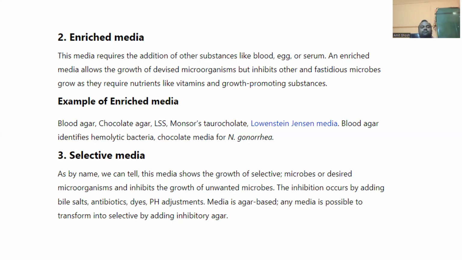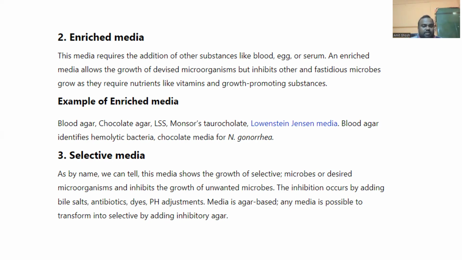So we need to find the difference between the previous basal media and the enriched media. Enriched media has some substance added, like blood, egg, or serum, as per the bacterial need. Enriched media allow the growth of desired microorganisms but inhibit others, and fastidious microbes grow as they require vitamins and growth-promoting substances. So this is called enriched media.